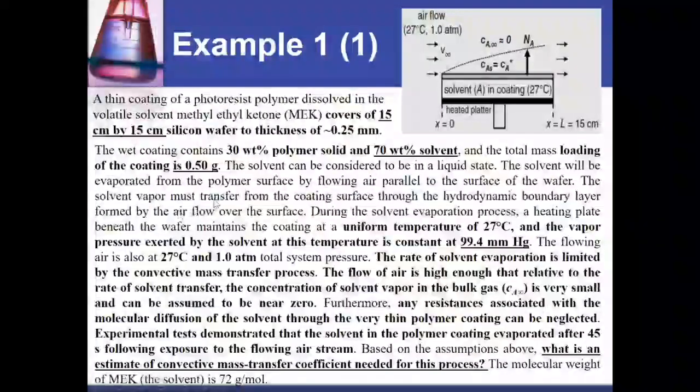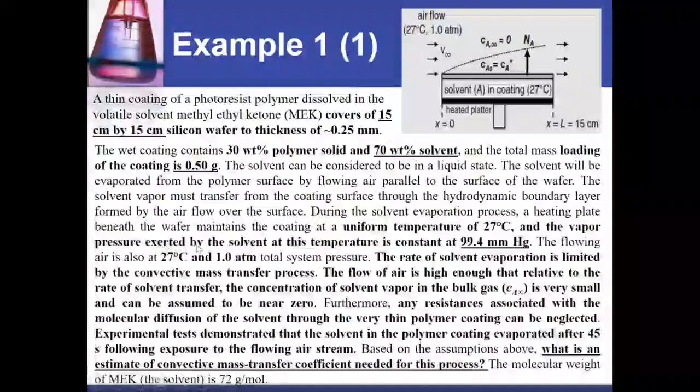The solvent vapor must transfer from the coating surface through the hydrodynamic boundary layer. This is the hydrodynamic boundary layer above the surface, formed by the airflow over the surface. During the solvent evaporation process, a heating plate beneath the coating maintains it at a uniform temperature of 27. So the temperature in the coating material is kept constant at 27 degrees Celsius.